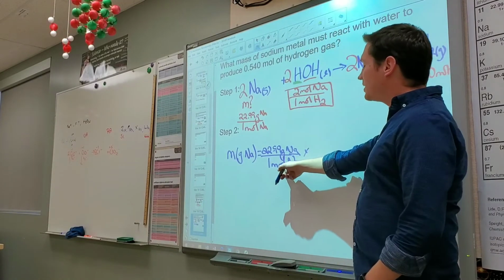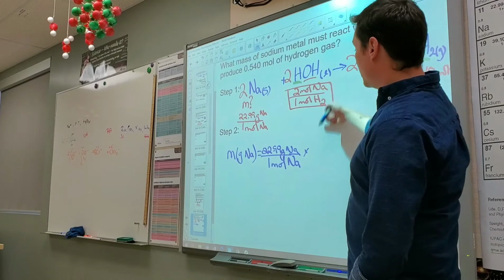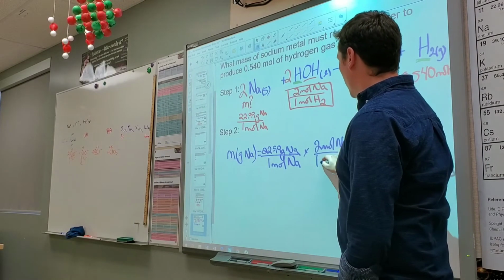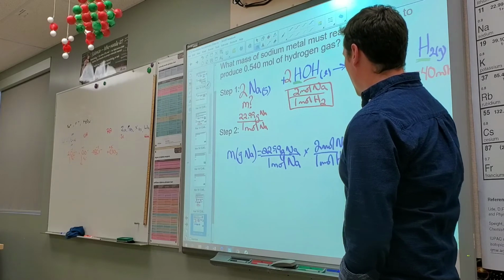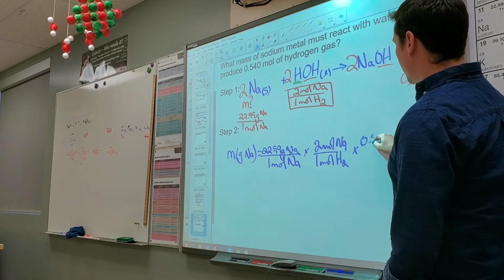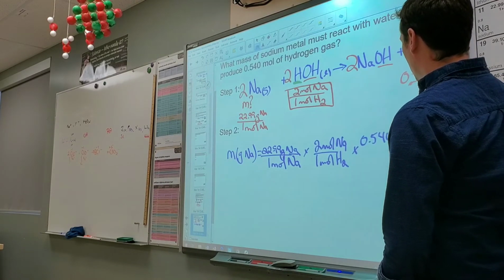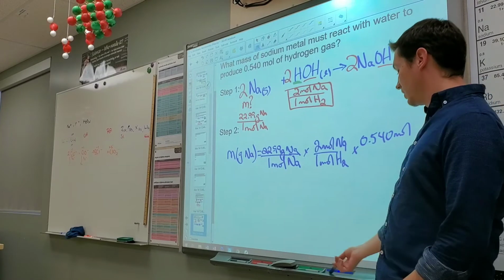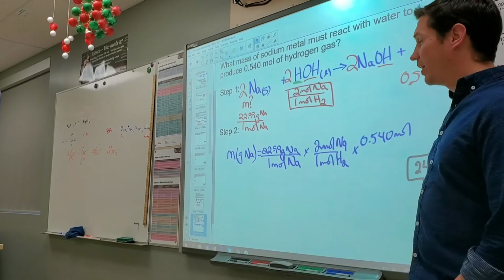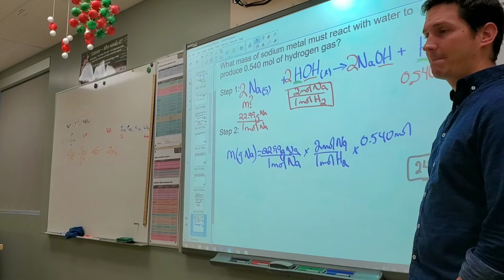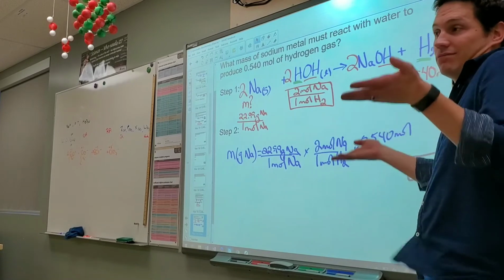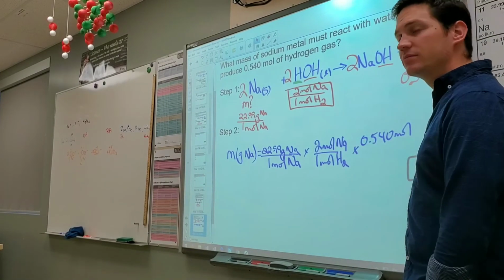Okay, so I need to get rid of moles of sodium, so I can use my molar ratio: 2 moles of sodium for every 1 mole of hydrogen gas. And then I can get rid of moles of hydrogen gas using the information given to me. Can everybody check their calculator? Double check that you get 24.8 grams. Because the last time I did this problem was 2 years ago. Yeah, that's right. Good.